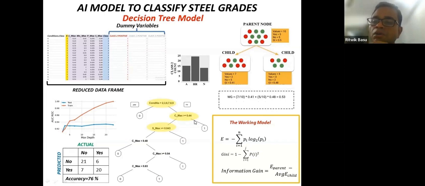Now the homogeneity or heterogeneity of a node is measured by something called the Gini impurity. The Gini impurity is empirically given as 1 minus summation p_i squared.